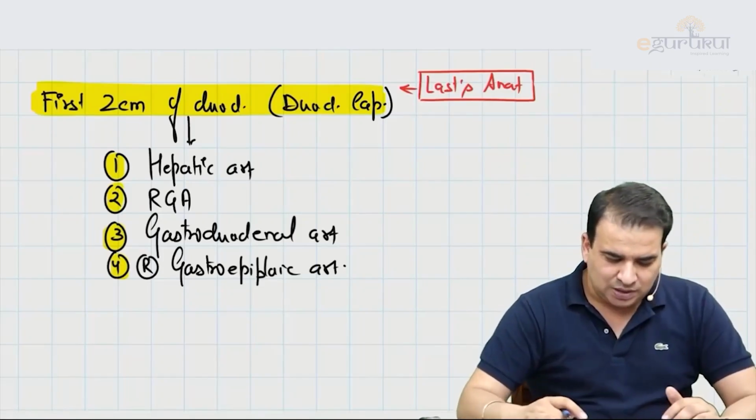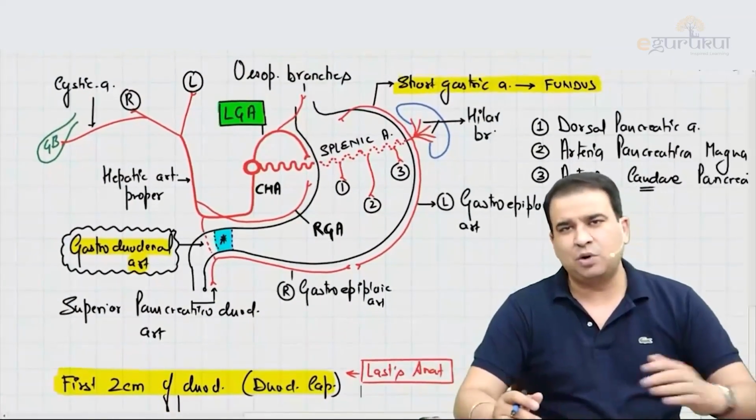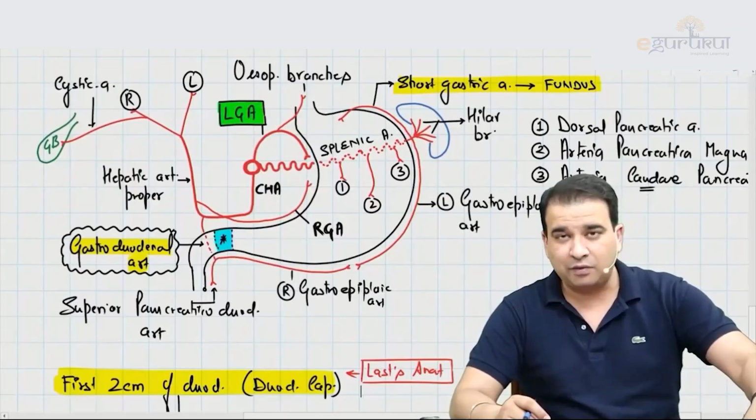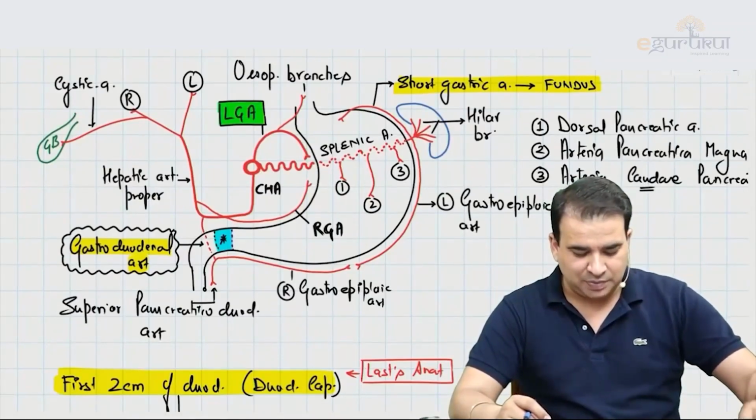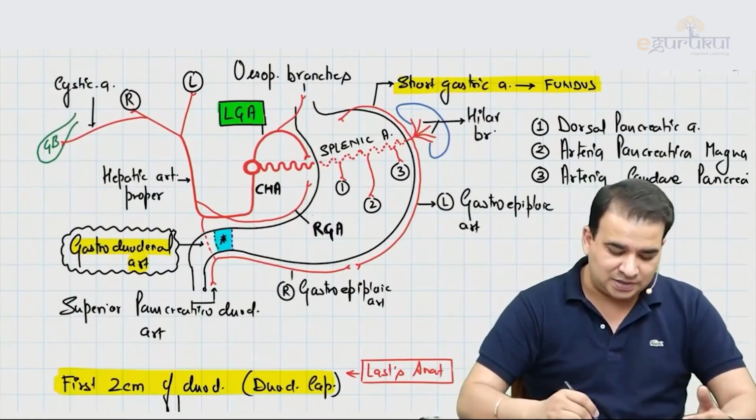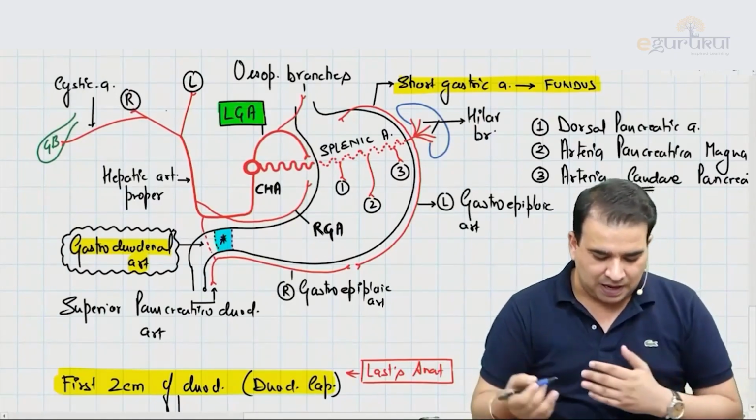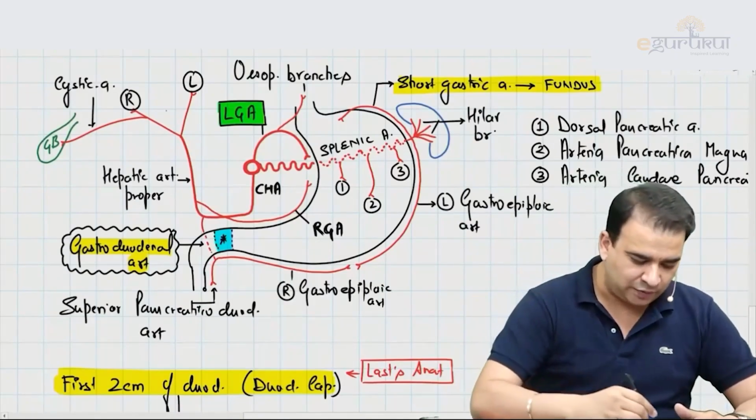So guys, this is about the branches of the celiac trunk, right? Some direct questions about the branches, where they're coming from. Some indirect questions, which is about what is the main artery for the fundus of stomach. Then we have what is the largest artery of the pancreas, where the right gastric artery is originating from. Cystic artery will come from where, and the first 2 centimeter of duodenum branches. So just be careful about what kind of question is asked.